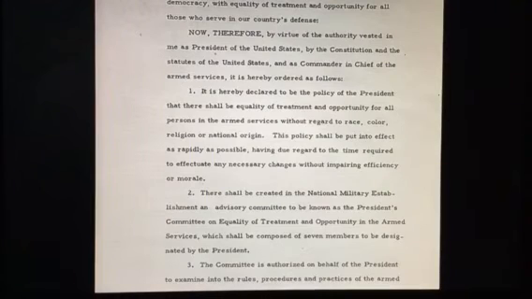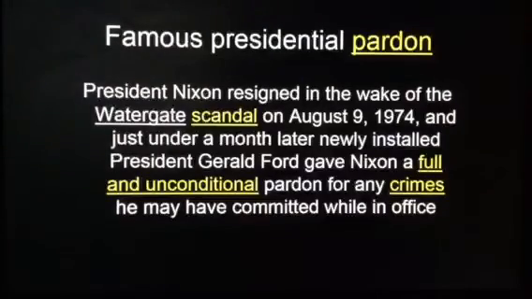Again, this was a very famous executive order by President Truman, which basically desegregated the military. A famous presidential pardon was for President Nixon, who had to resign in the wake of the Watergate scandal, August of 1974. The new president, Gerald Ford, gave Nixon a full and unconditional pardon for any crimes he may have committed while in office.